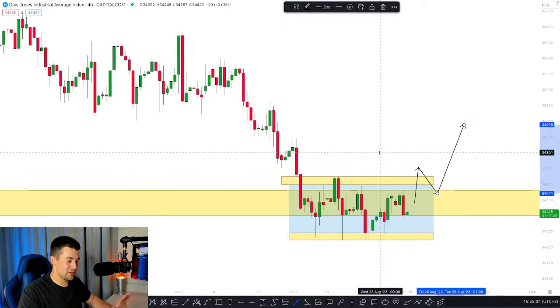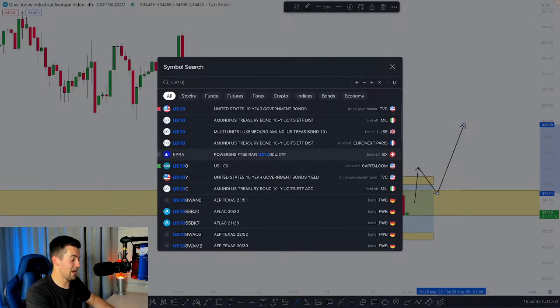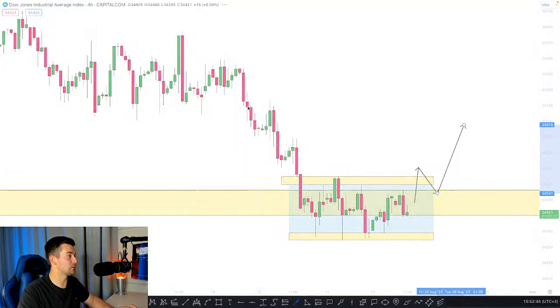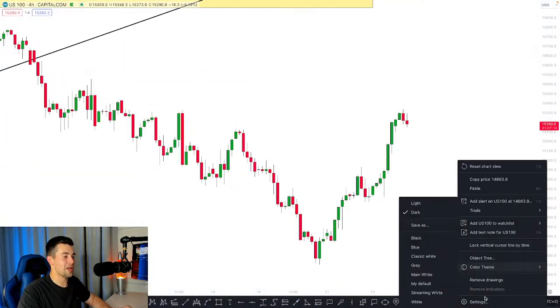Now, let's also check the NASDAQ index, because I saw questions about the NASDAQ index. Let's check this one as well, so you could get a better perspective.